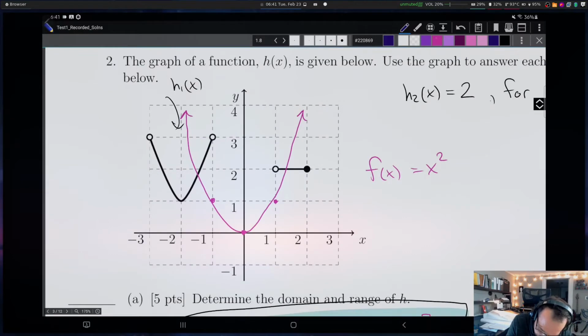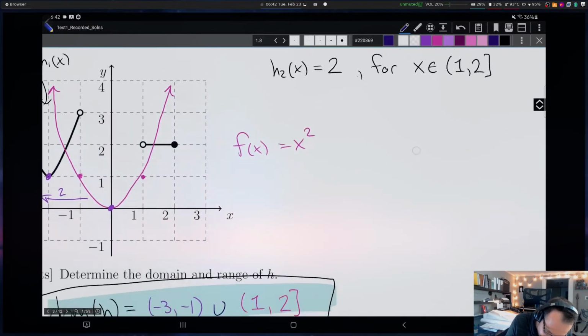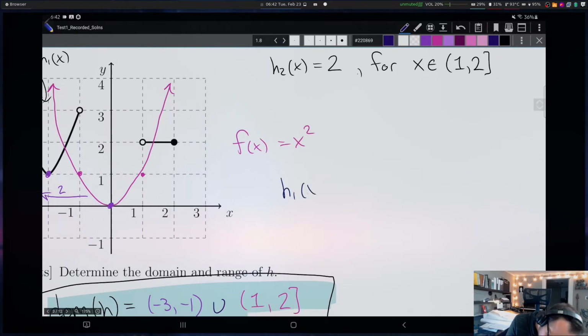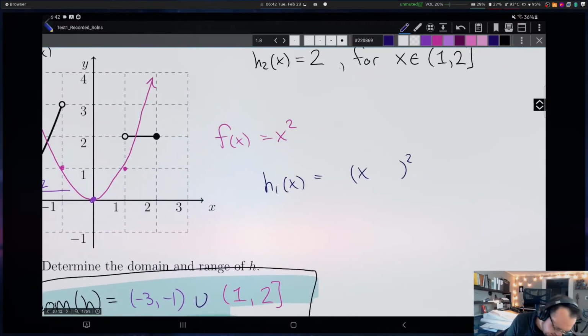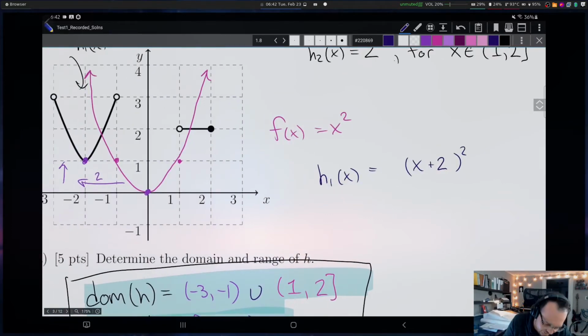Okay, so let's trace where the vertex goes. So here's the vertex. I'm seeing that I need to move the vertex over by 2 to the left, and I need to move it up by 1. So I'm suspecting that I need to have h1 of x. Maybe it's going to be x squared, but I need to add some modifications for it. To move it 2 to the left, I need to add 2, remembering that changes to the input, changes horizontally, have this counterintuitive behavior. You might think that you would subtract 2 to move it to the left, but you have to do the opposite thing.